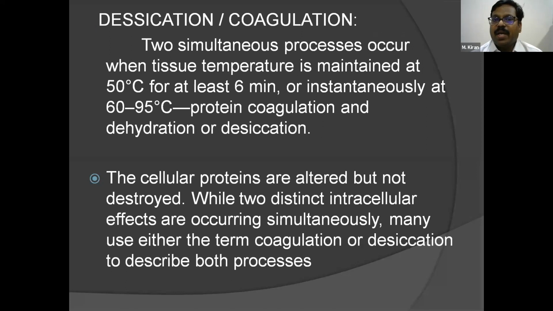Desiccation or coagulation: two simultaneous processes occur when tissue temperature is maintained at 50 degrees Celsius for at least 6 minutes or instantaneously at 60 to 95 degrees Celsius. Protein coagulation and dehydration, or desiccation. The cellular proteins are altered but not destroyed, while two distinct intracellular effects are occurring simultaneously. Many use either the term coagulation or desiccation to describe both processes.